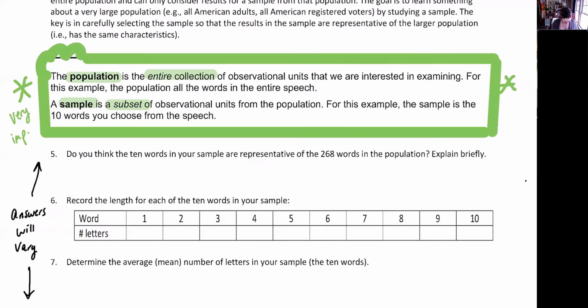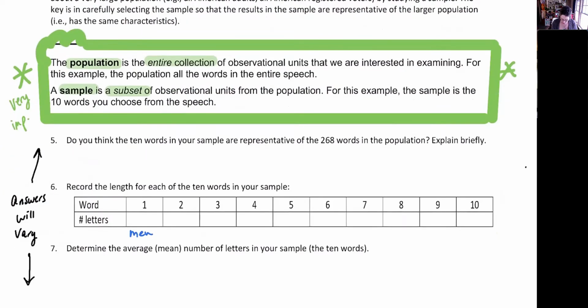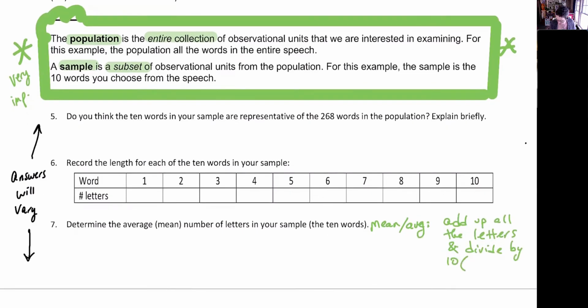And what I find is a little bit easier, I actually put the words down here. Let's count how many letters are in each of the words you chose and put them down here. When you finish that, you can then think about the answer to question 5, and we're going to determine the average mean number of letters in the sample. To find the mean, or what most of us just call the average, we're going to add up all the letters and divide by 10. And we're choosing 10 because that's how many words we have.